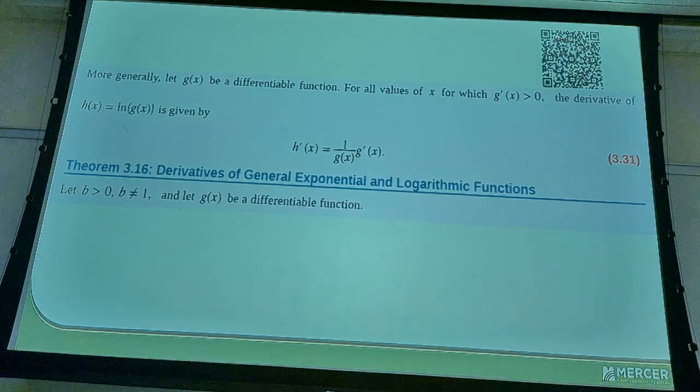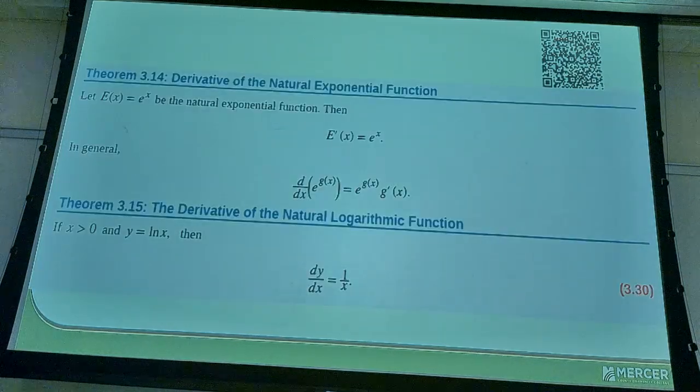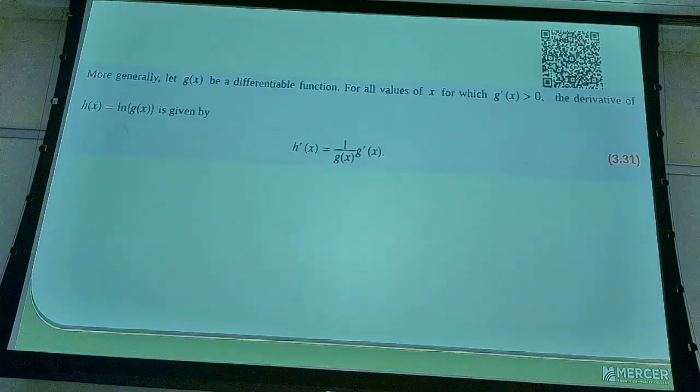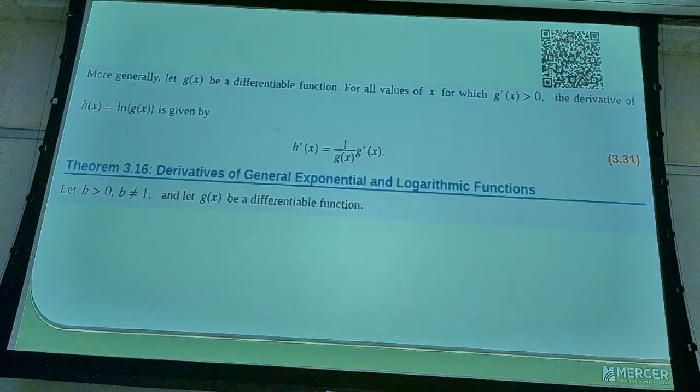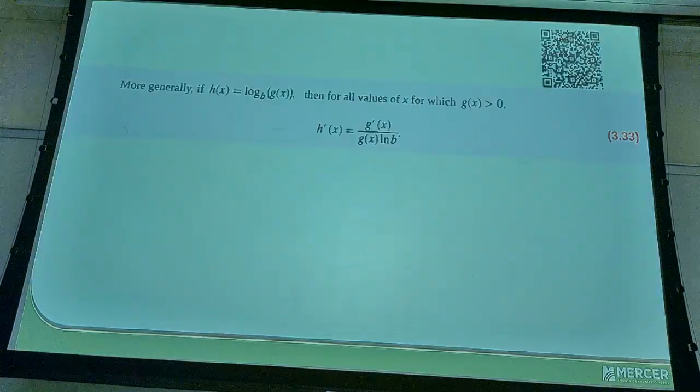All right, so that is the natural exponential and the natural logarithmic. More generally, the derivative of log base b of x is 1 over x natural log of b. I'm actually going to skip ahead just to the general rule where we use the chain rule. The derivative of log base b of g of x is g prime of x divided by g of x times natural log of b.